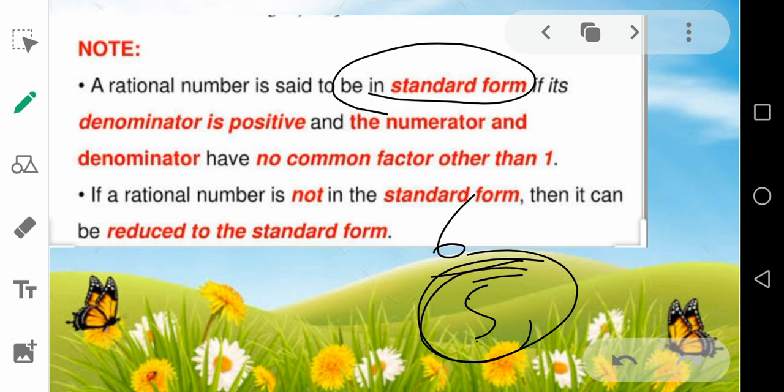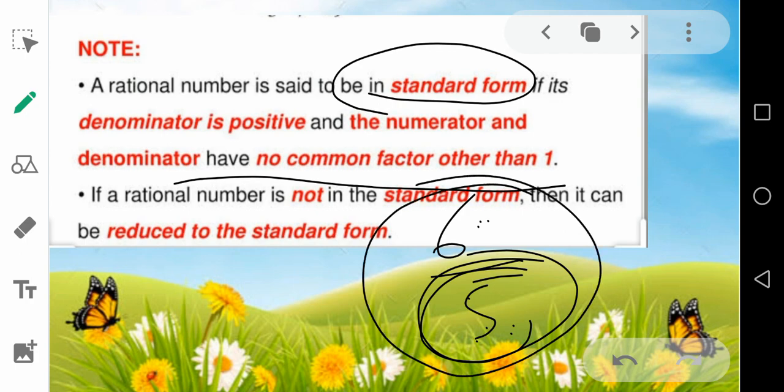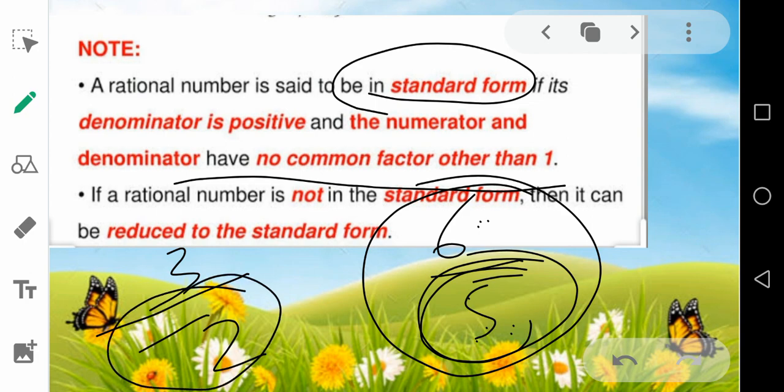Okay, and the denominator and numerator have no common factor other than 1. What is the common factor for 6 and 5? 1 only. You know factors, right? So the common factor of 6 and 5 is 1. So what can we say? This is in the standard form. If I am taking another one, 3 by minus 2, is this in standard form? No. Why? Because the denominator is negative. If the denominator is positive only, we can say that it is in standard form. Otherwise, it is not in standard form.